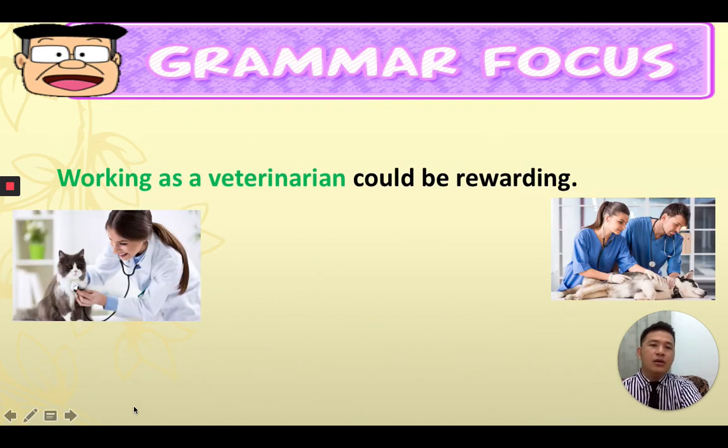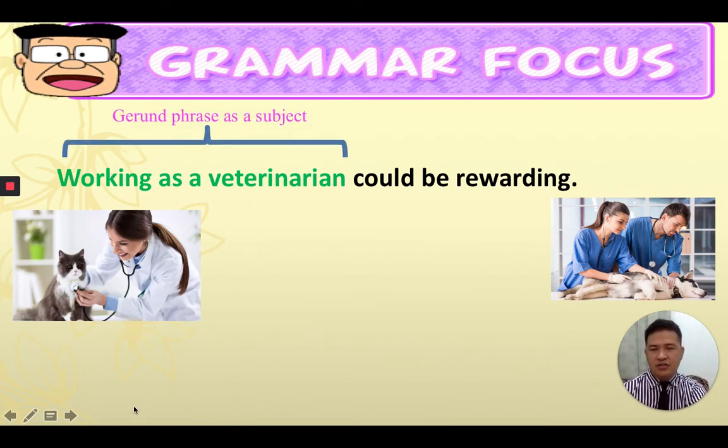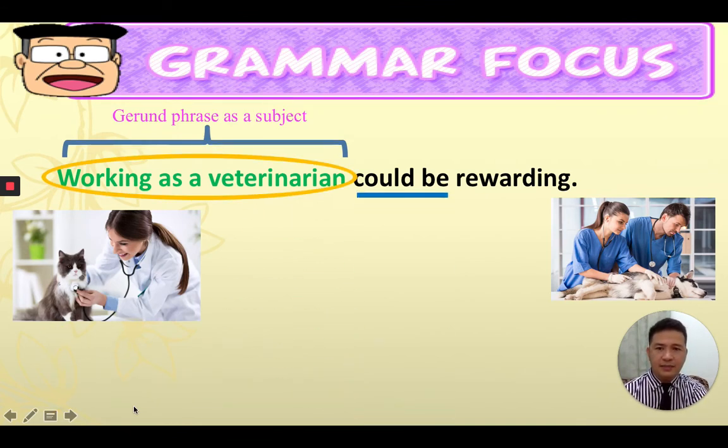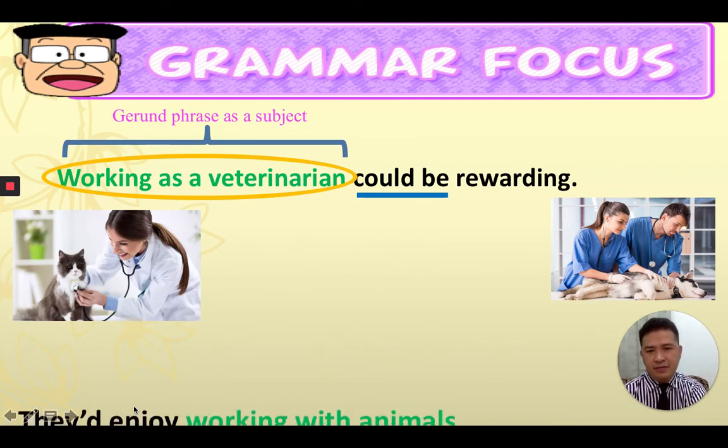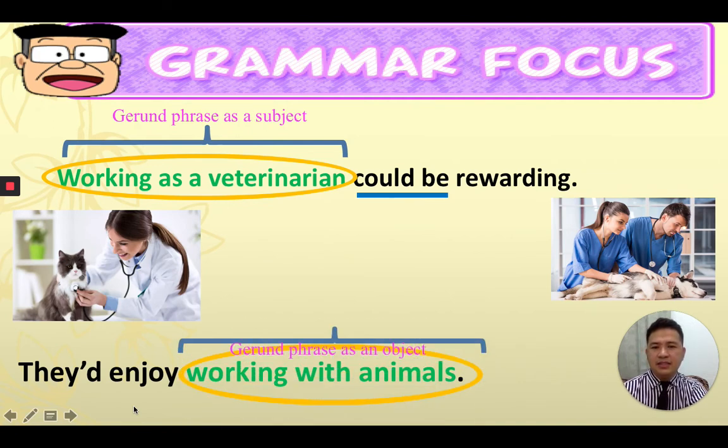Next, working as a veterinarian could be rewarding. So working as a veterinarian is our gerund phrase as a subject. Now let's change this into gerund phrase as an object. So could be is our verb. So it will be, they'd enjoy working with animals. This is our gerund phrase as an object, and this one is our main verb, but the constructed form of would and enjoy.